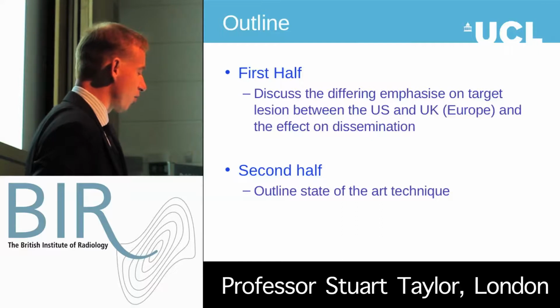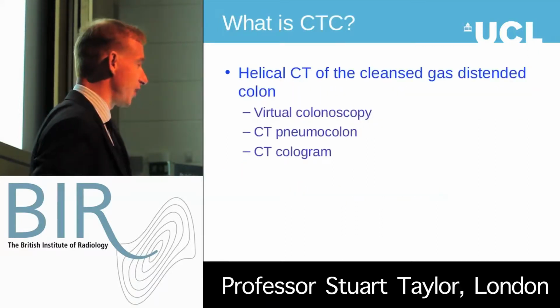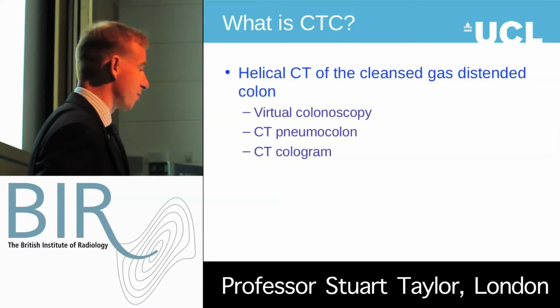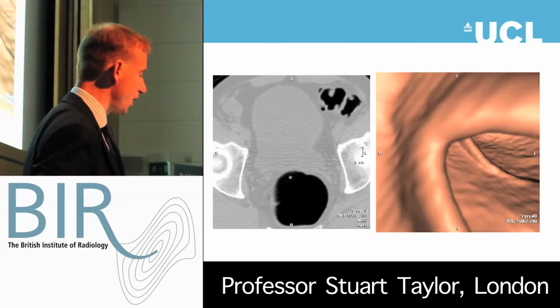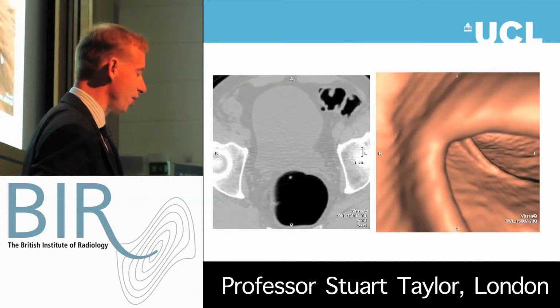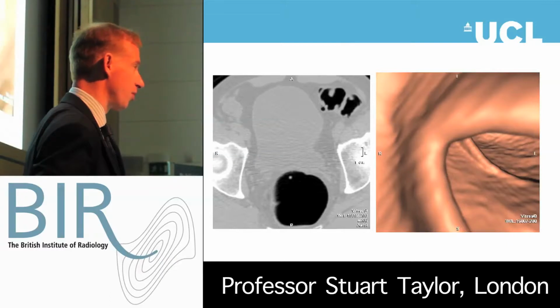So what is CT colonography? Well, as you all know, it's a helical CT of the cleansed distended colon. It comes under various names: virtual colonoscopy, pneumocolons, colograms, but we should be using the term CT colonography as the official term. So as you know, you can look at the images in 2D or 3D. I won't get anybody to point out where the abnormality is on this scan, but if you look in the mid-sigmoid, you may see something coming up. Or you can do an endoluminal fly-through, which I think most would agree is much more easy to see the abnormality on the endoluminal fly-through. So we can look at the images in these 2 different ways.